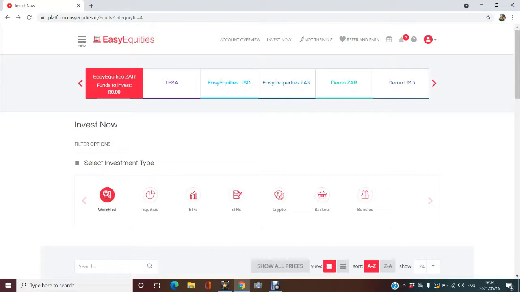If it's different ones put in one basket, then you know that when this one is not doing well, this one might be doing well. So they sort of boost each other, right? Then you have baskets and bundles as well. So these are all the different things that you can purchase through EasyEquities.